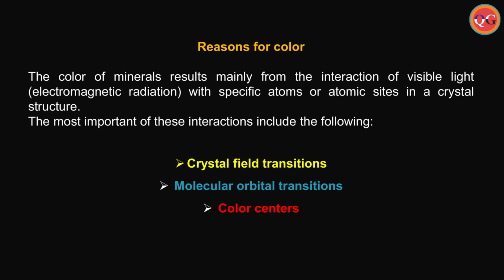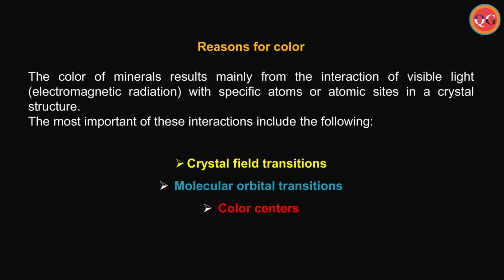Second one is molecular orbital transitions. In some minerals, the color arises from electronic transitions between molecular orbitals. When visible light strikes the mineral, electrons can be promoted between different energy levels in molecular orbitals. The specific wavelengths absorbed during these transitions give rise to the observed color. For example, the deep blue of azurite is attributed to such transitions.